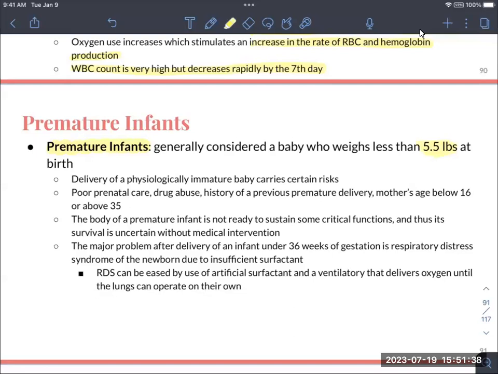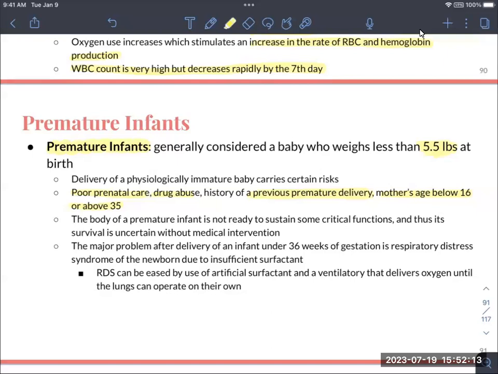Delivery can cause certain risks, and sometimes infants are delivered prematurely because of poor prenatal care or drug abuse. If you've had a previous premature delivery, you may have another one, or if the mother's age is below 16 or above 35. Being pregnant above the age of 35 is called a geriatric pregnancy. It's a lovely name, but it makes you more high risk from the start.